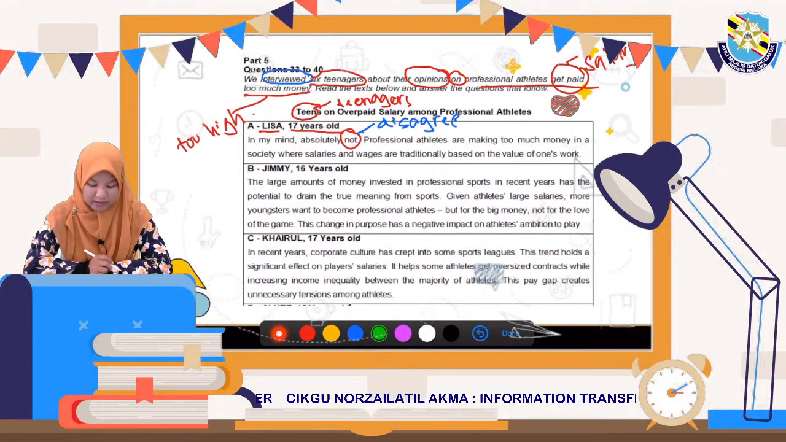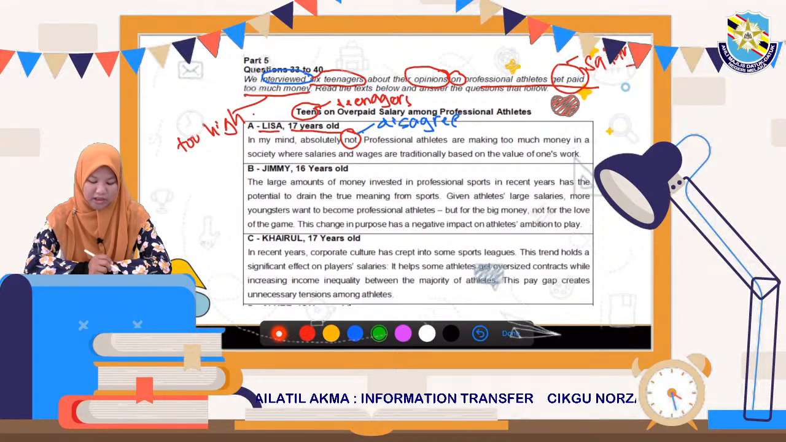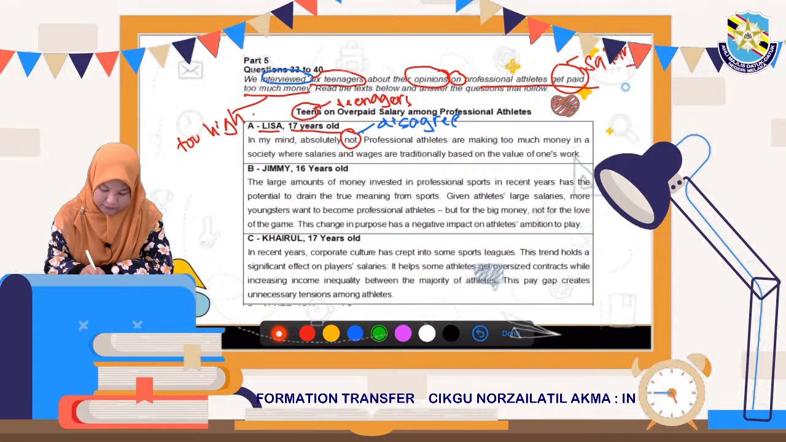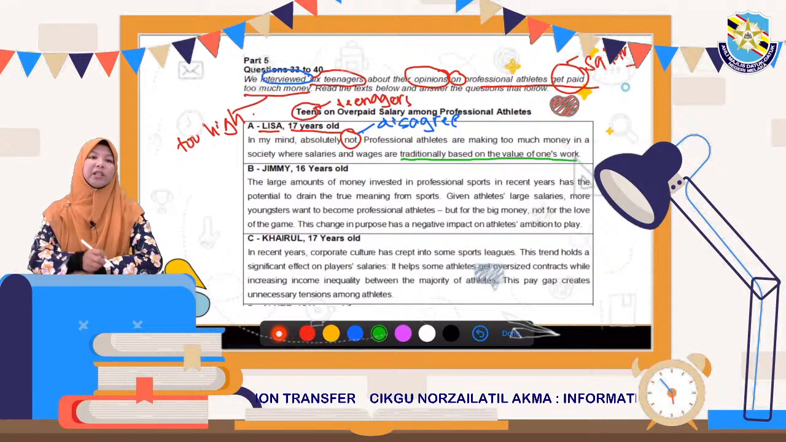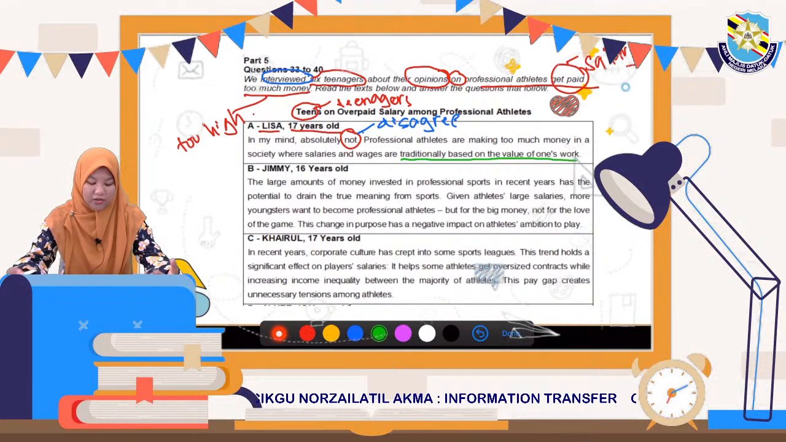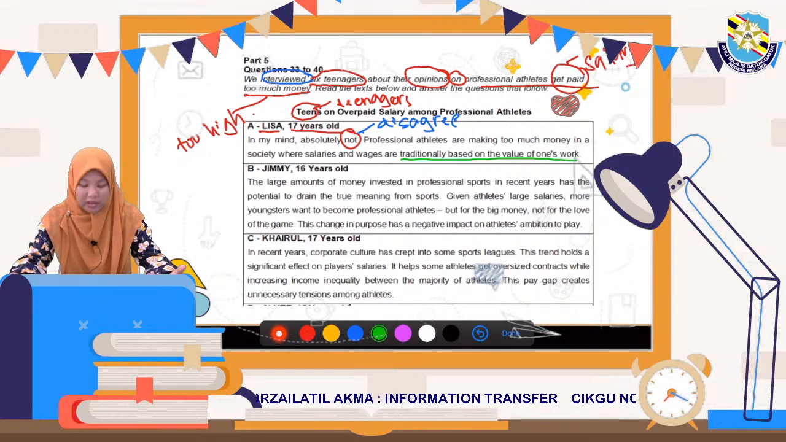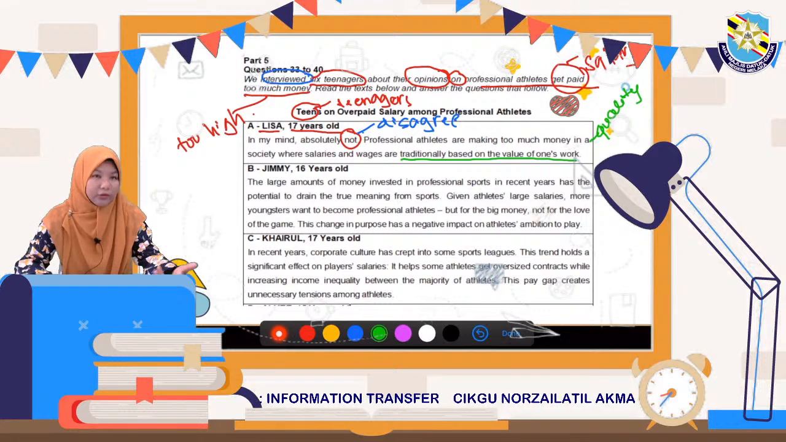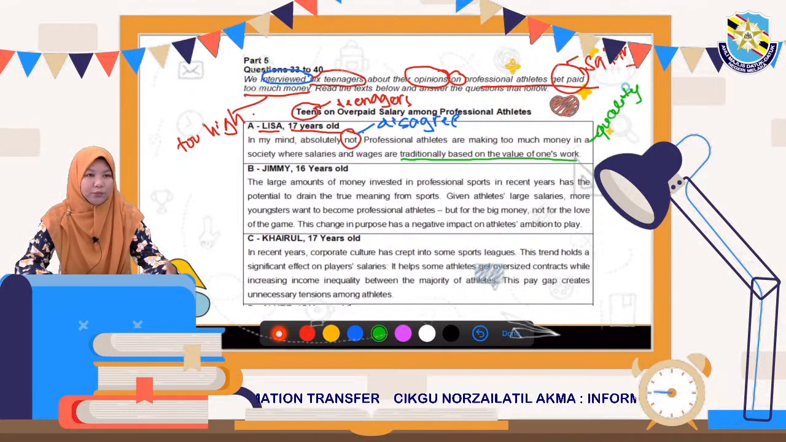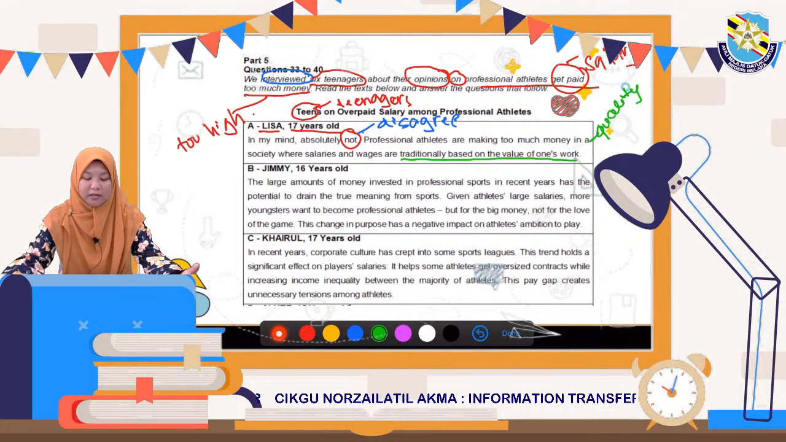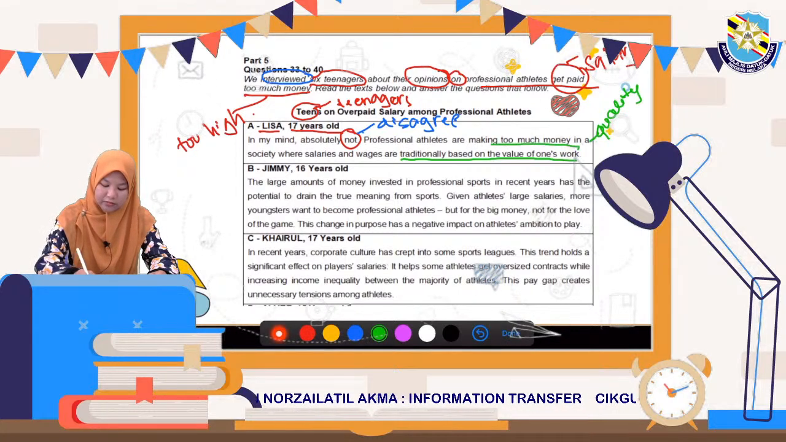Lisa said professional athletes are making too much money in a society where salaries and wages are traditionally based on the value of one's work. In Lisa's opinion, in our common society, wages or salary are paid based on the quality of one's work. If you do a good job, then you are entitled to more salary. But if you can't work well, you should not deserve a big amount of salary. That is what Lisa thinks. It is based on the value of work.